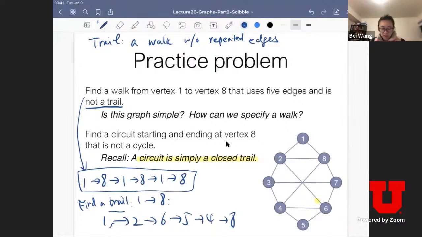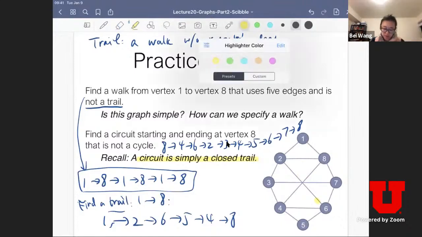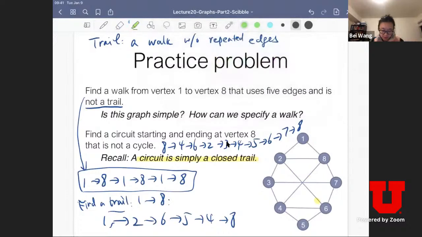The circuit that starts at 8, ends at 8, that is not a circle, is 8 goes to 4, goes to 6, goes to 2, goes to 3, goes to 4, goes to 5, goes to 6, goes to 7, and goes to 8. Okay, so let's use green to highlight this path, this circuit.